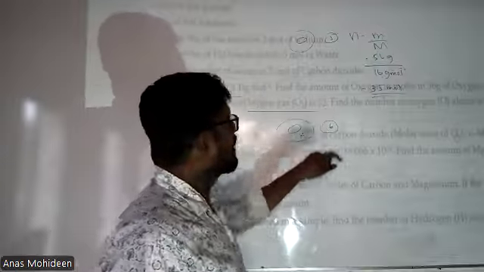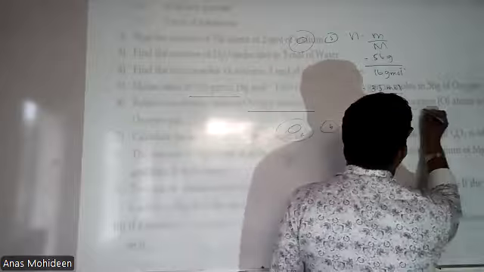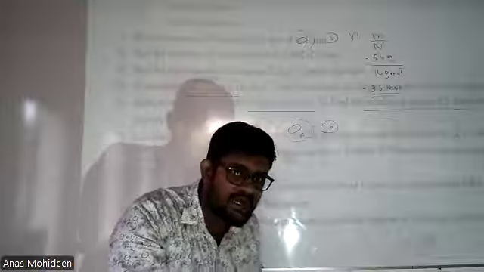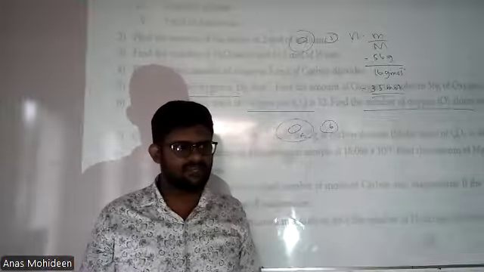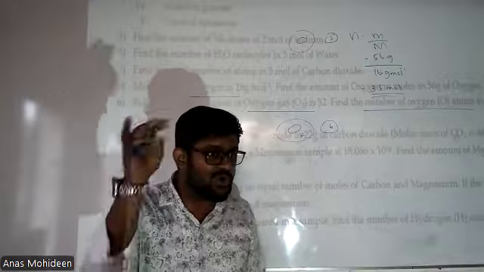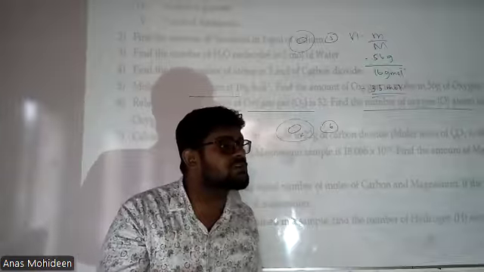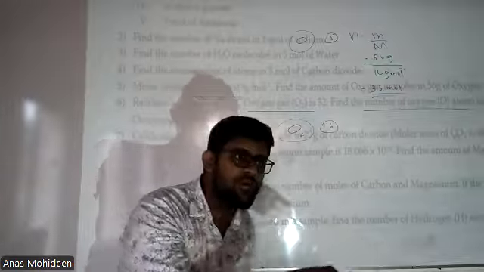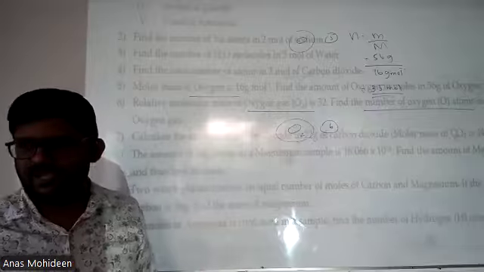The question asks you to find the number of oxygen atoms. You see, the question gives you O2, but it asks you about O. Clear on the point? The question gives you O2, but it asks how many O's there are. So what do you do?